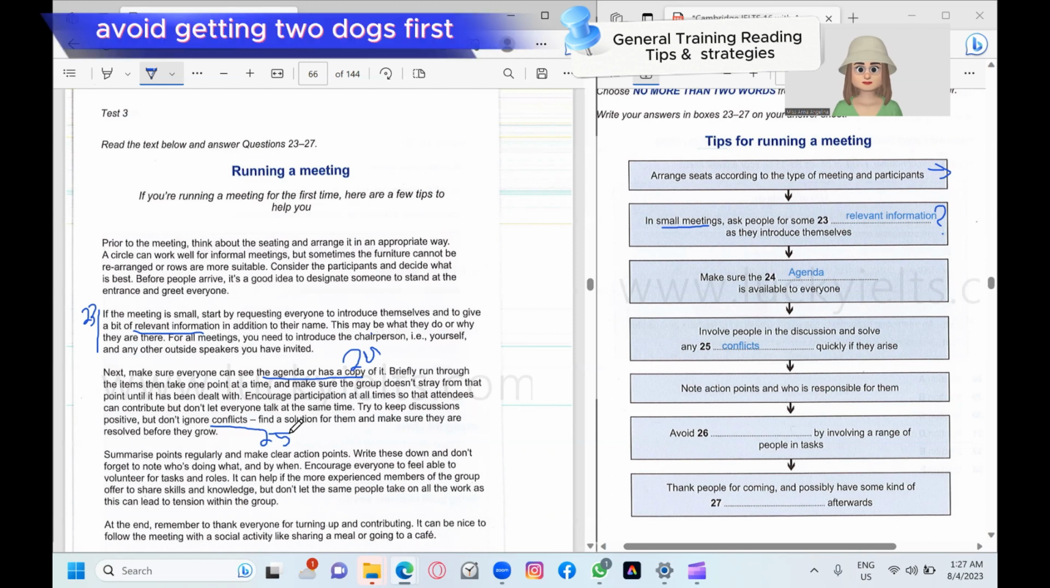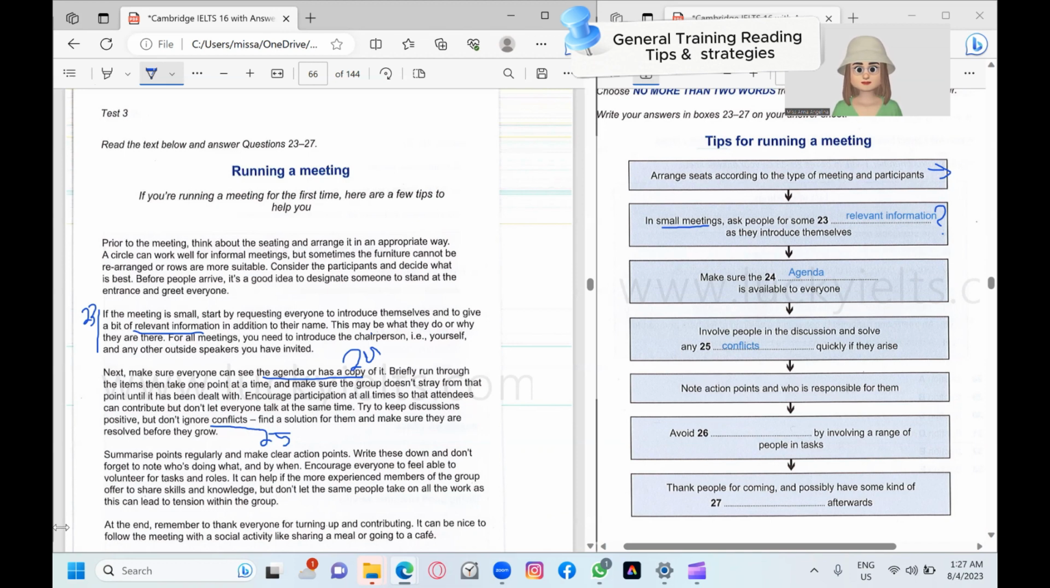Okay. Avoid volunteer tasks. First, understand that there's no blank in here, so note action points and who is responsible for them. If you can read any word related to responsibility, skip it. Okay. Move to the next line.